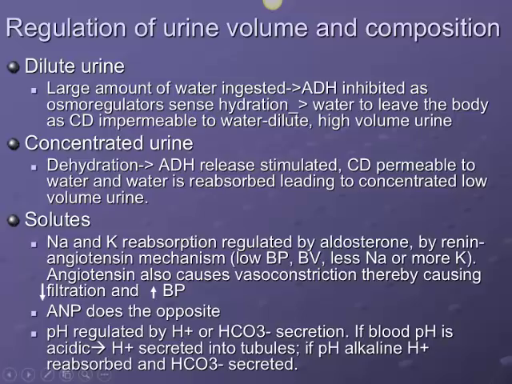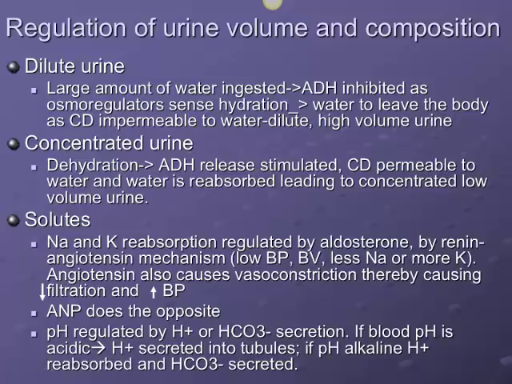Because the osmoregulators in the hypothalamus sense this hydration, water has to leave the body. So the collecting ducts you saw in that video become impermeable to water. If water cannot pass out from the collecting ducts into the interstitium and back into the bloodstream, all of that water will pass out in the urine. Got that? So ADH is what makes the collecting ducts permeable or impermeable to water.